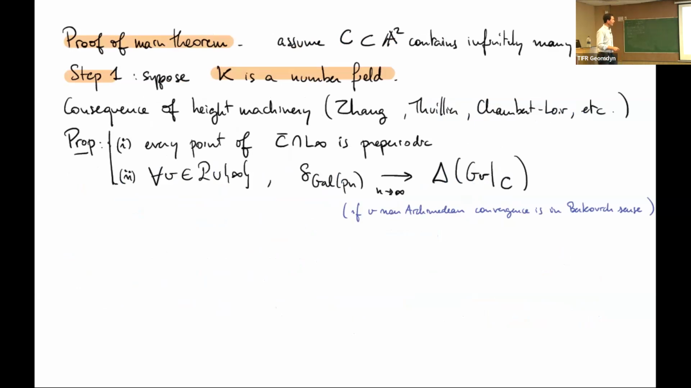Anyway, so the proof is in two steps. The proof is quite classical in this area. You first start with number fields, and then you extend to the complex numbers. So in the first stage, I will assume that everything is defined over a number field. Okay, you can assume that it's just the rational numbers.